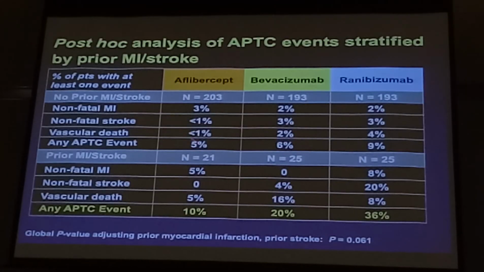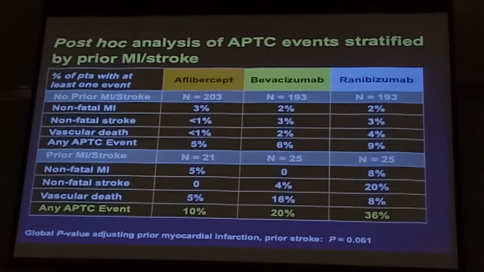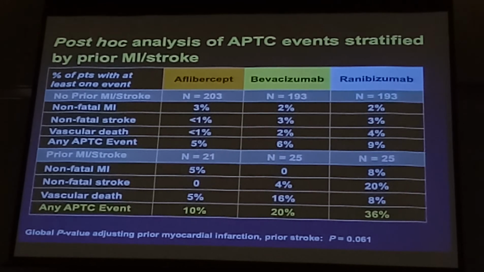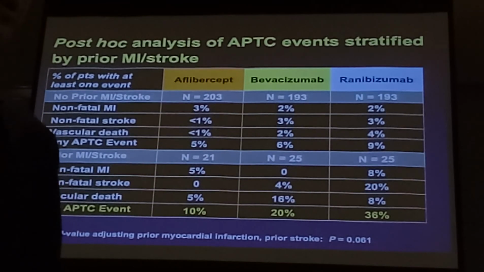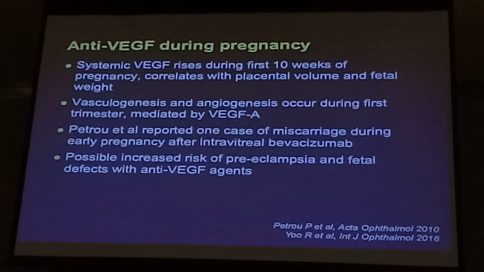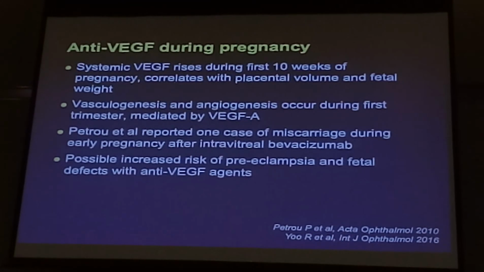Okay? Similarly, this is from protocol T and protocol I, and you see that that risk is 36% in prior stroke, 20% with bevacizumab, 10% with aflibercept. Most times we accept risk of up to 5%. A normal individual, 3 to 5% acceptable risk. 10%, 15, 20% not acceptable risk. Bottom line is, if these patients are at risk, you should reconsider using anti-VEGF as a first line.